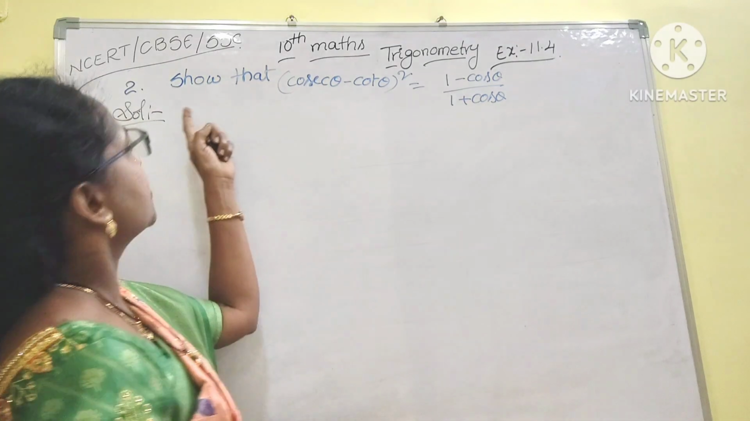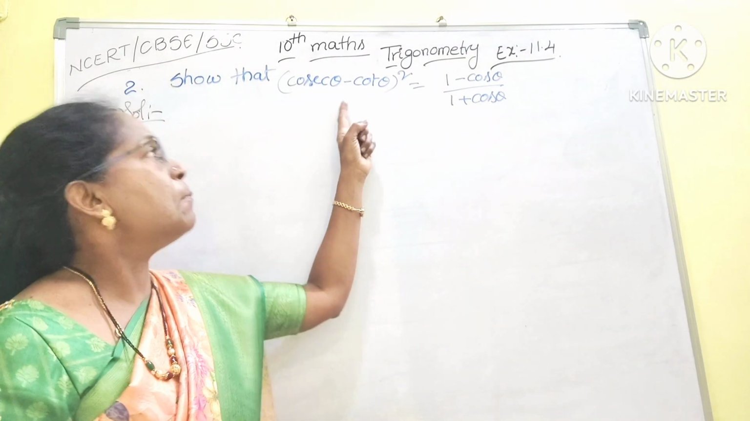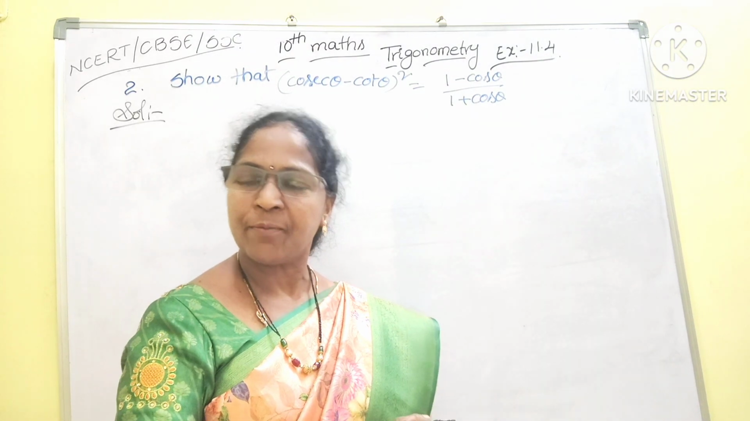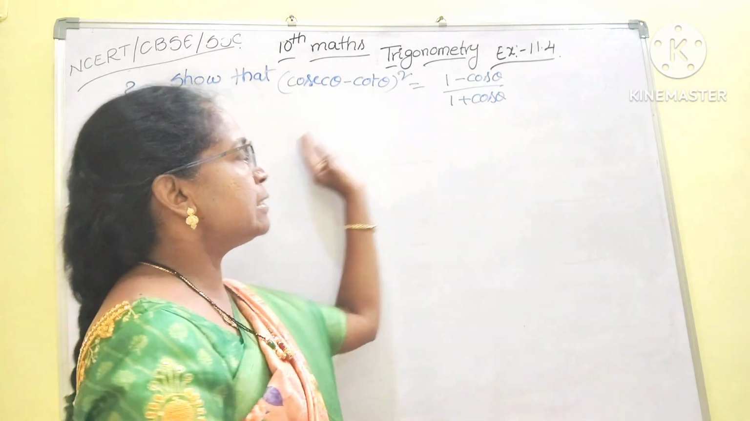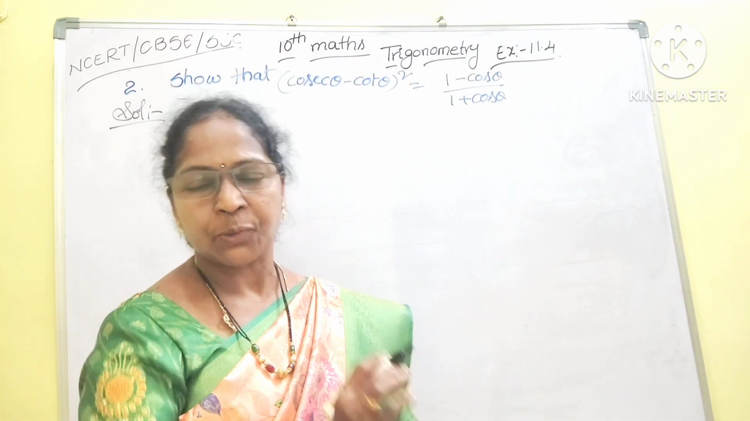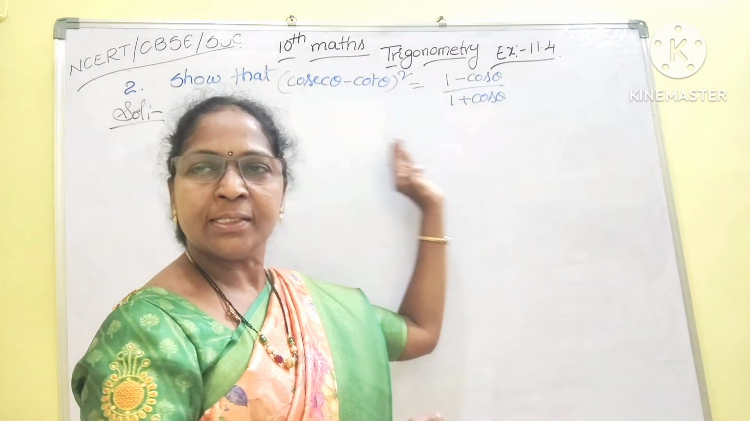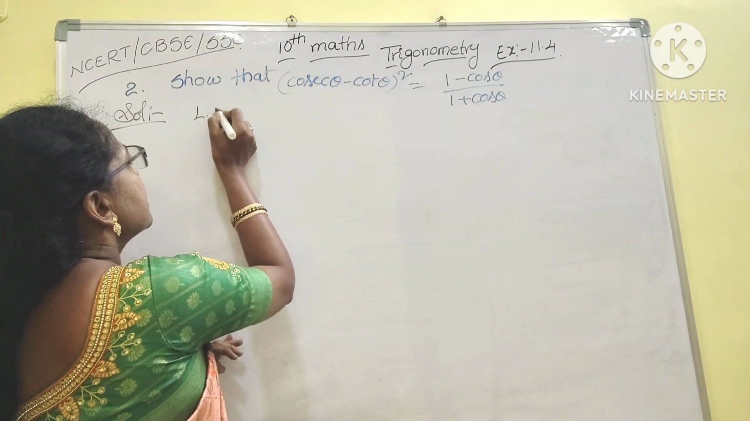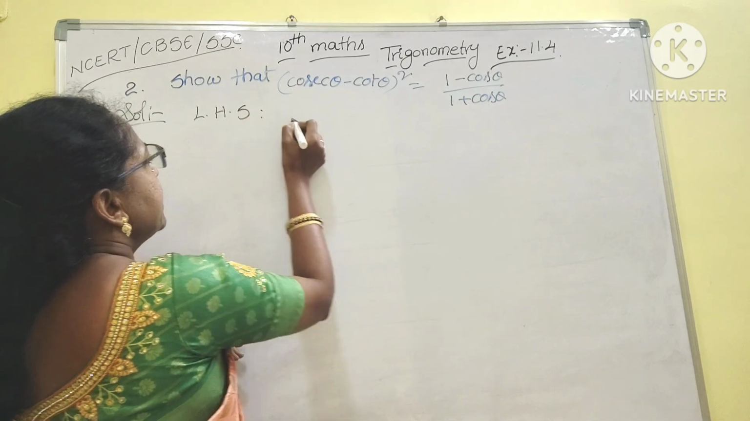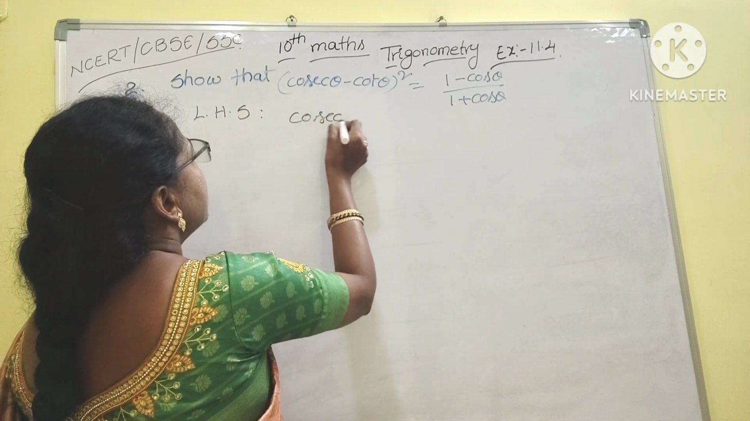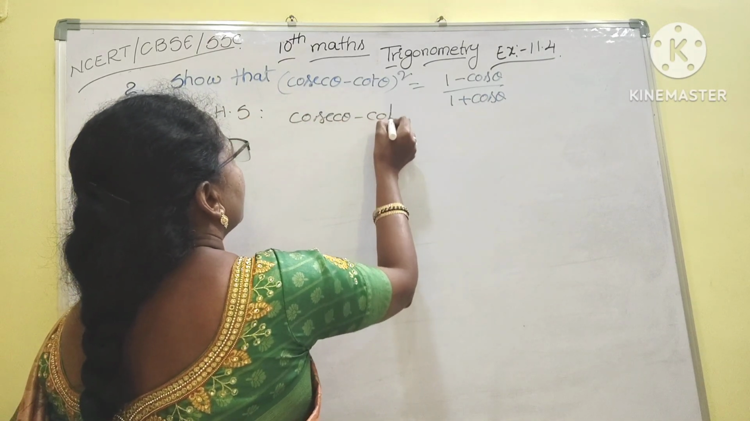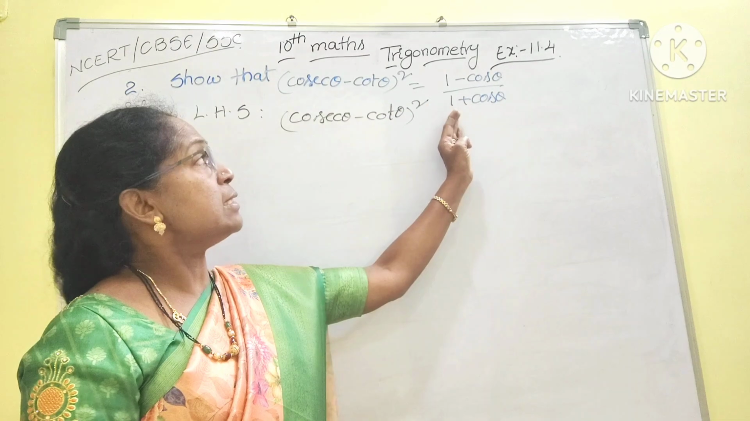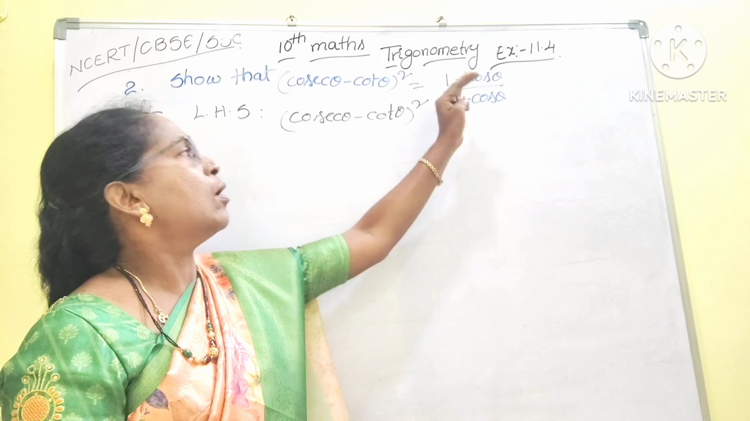Next, second question here, show that cosecant theta minus cot theta whole square equal to 1 minus cos theta by 1 plus cos theta. Here LHS equal to RHS, that you have to show that. So LHS you have to consider and you can show that RHS value. I am considering here LHS value, where LHS is cosecant theta minus cot theta whole square. This is LHS. RHS is given in terms of cos terms.